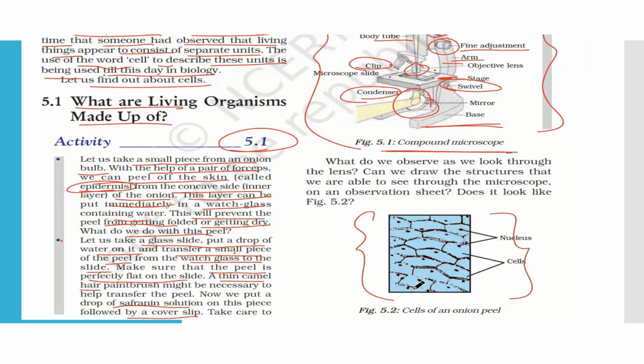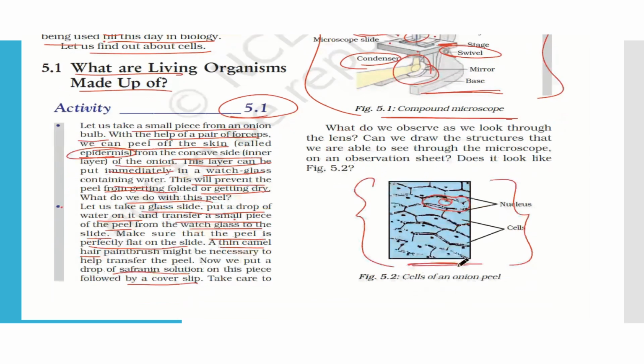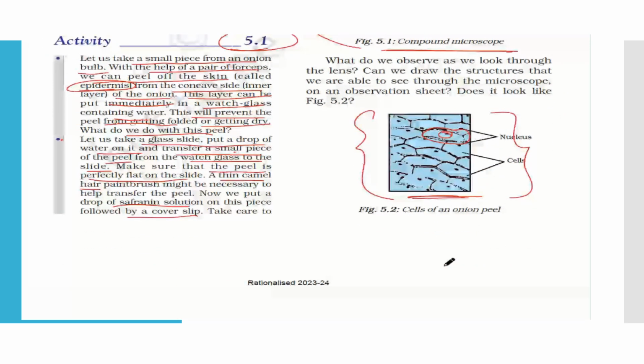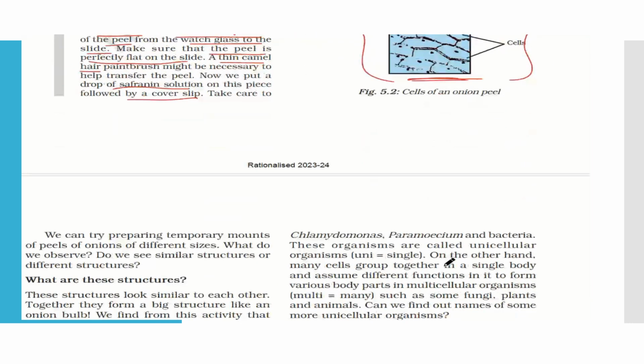We are observing this under the microscope. We can see these cells. We can see one nucleus, and we are seeing these cells. So what does it look like? You can just take a white sheet, and you can just draw this onion peel. So we can try preparing temporary mounts of peels of onion of different sizes. And what do we observe? So do we see similar structures or different structures?